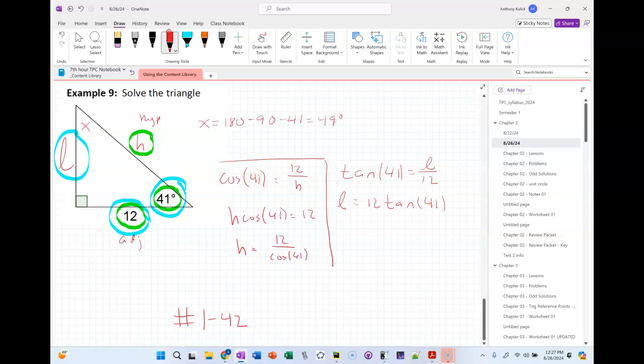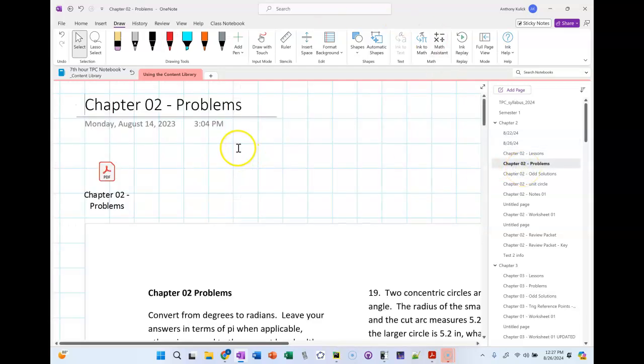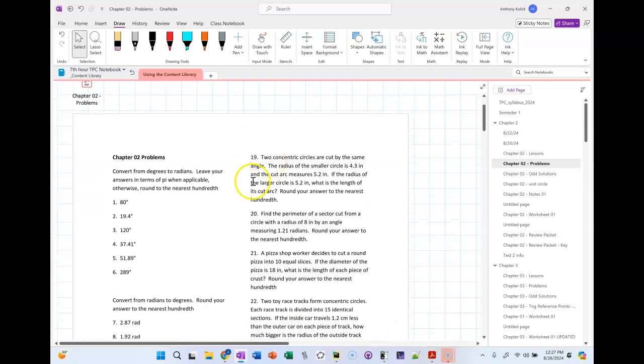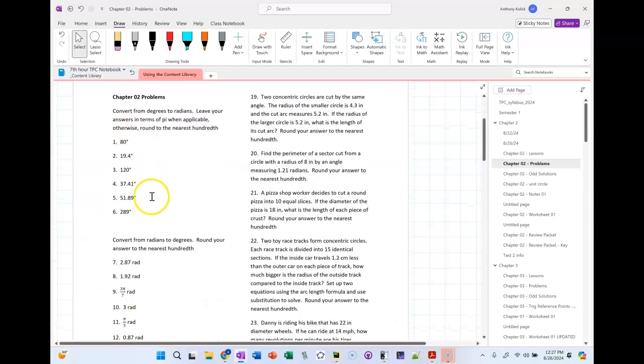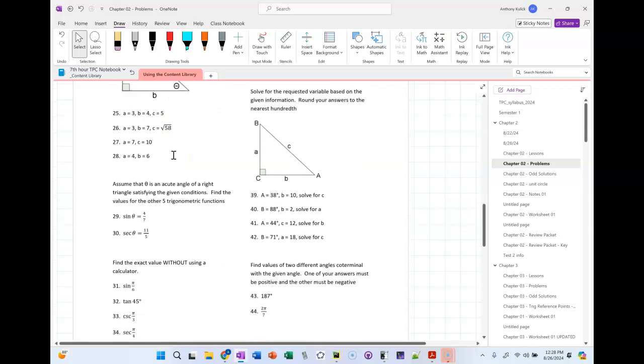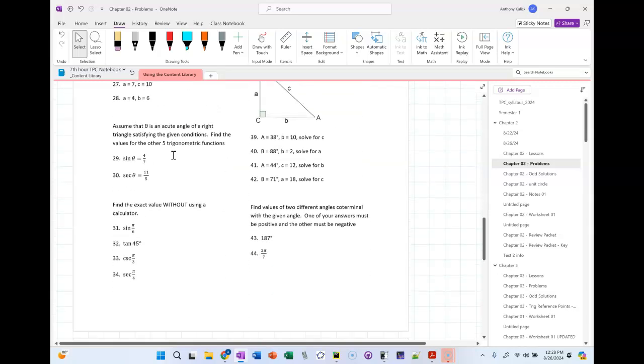So your assignment for sections 1 and 2 is going to be 1 through 42. The problems are all in the OneNote. If you click on the problems page, they are all here. So you can do your homework in OneNote or on a separate sheet of paper. If you're writing it in OneNote, please don't do the following.